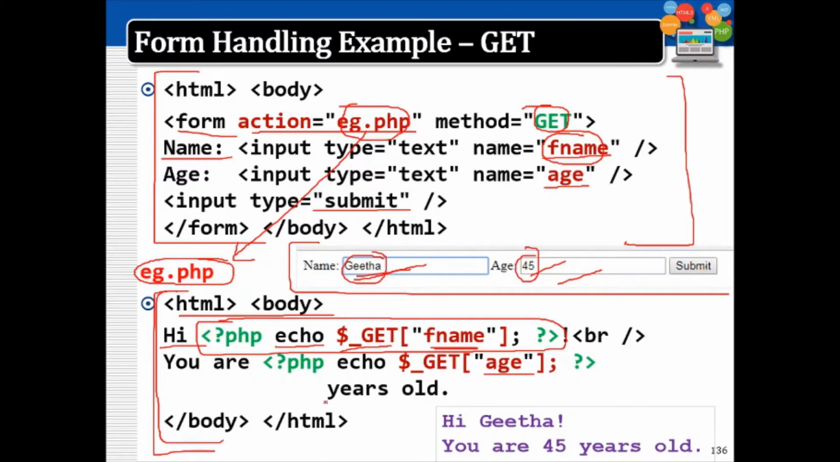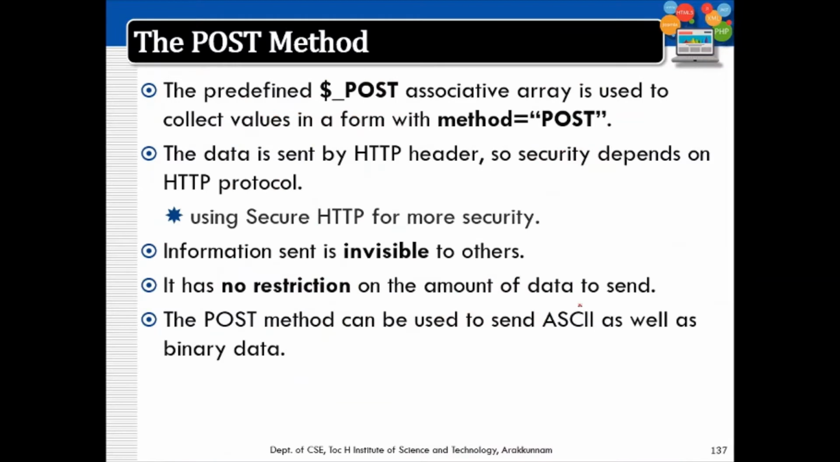So you are -years old. These values will be filled by accessing these values. You can see the output, hi Geeta, you are 45 years old. So this is how you access data using super global variables. So this is an example using get.